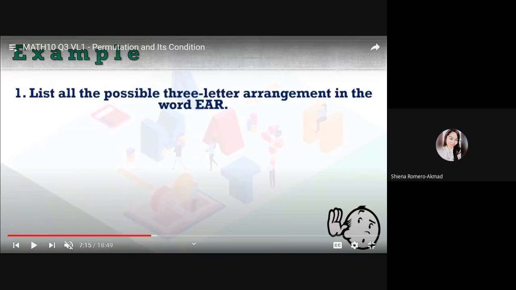So let us have an example. For our example number 1, we have to list all the possible three-letter arrangements in the word EAR. Of course, there are three letters, so we will use all of them and we will create different arrangements. Let me start with letter E.